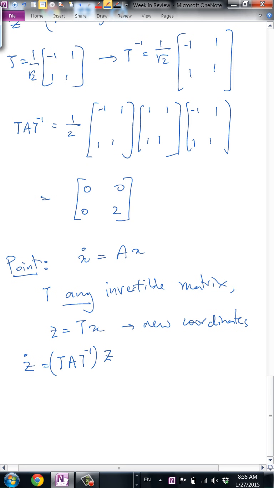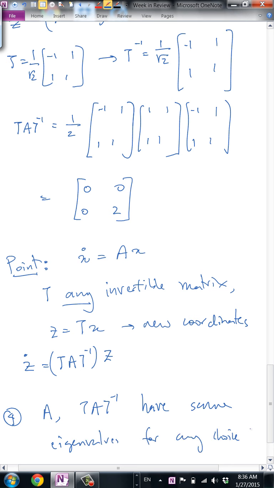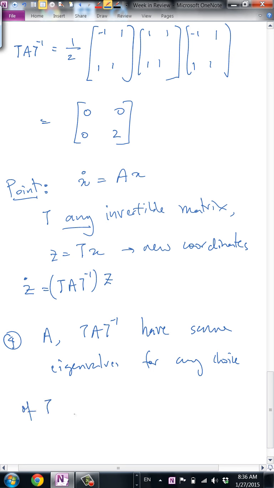And the final thing that we did in class last time, I think we're up to 4, is we showed that A and T A T inverse have the same eigenvalues for any choice of T, as long as T is invertible. If it's not invertible, this expression won't even make sense. So we're going to pick that up in class starting this week.